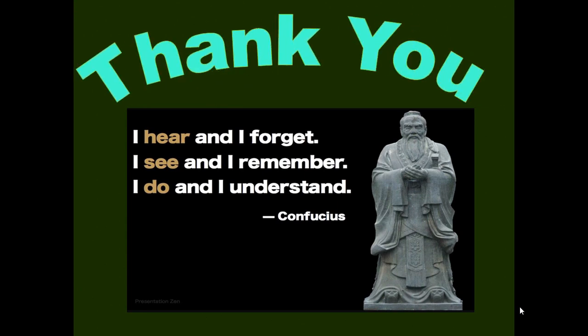And this is very important if you are practicing CRRT. If you hear about CRRT, you will definitely forget it. If you see it once or twice, you might remember it. But if you do it every day, you will definitely understand it and you will realize it is one of the easiest things to do. Thank you.